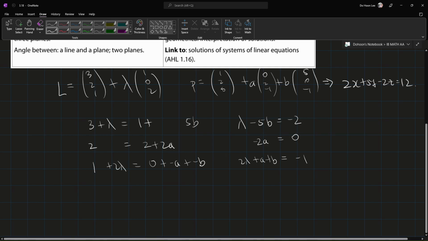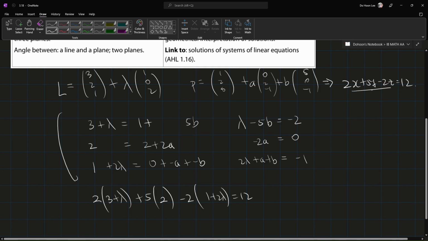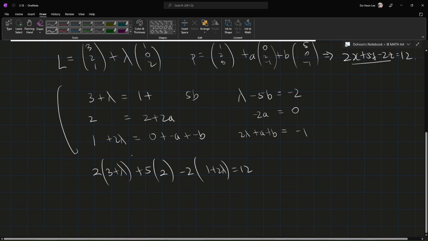Then what we can do is simply substitute the x, y and z with the parametric equations of the line and find the lambda that works. So let's do that. I know from the line equation, x is 3 plus lambda. So let's say 2(3 plus lambda) plus 5(2) minus 2(1 plus 2 lambda) equals 12. Notice how I put x, y, z from the line equation into the Cartesian equation of the plane. Then we can solve this.